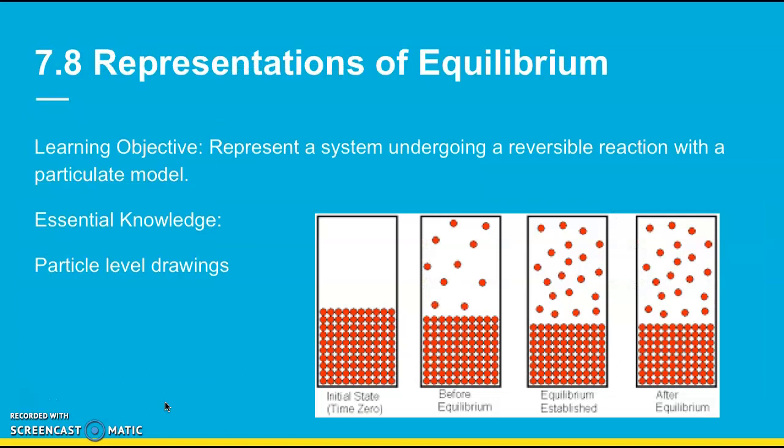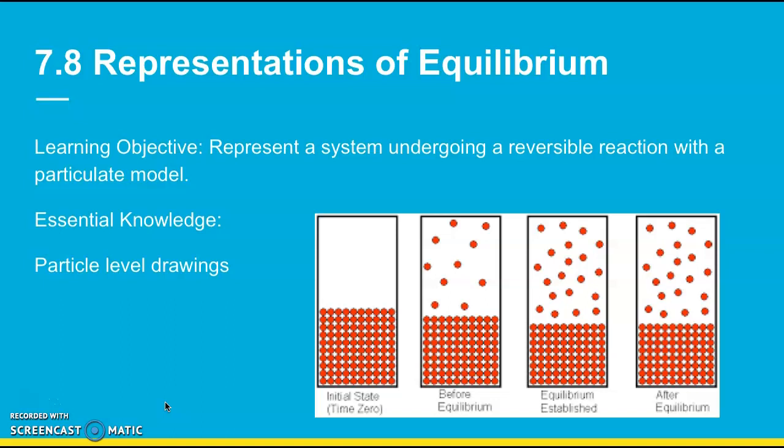Seven point eight is on representations of equilibrium, and the learning objective is to represent a system undergoing a reversible reaction with a particular model. So the essential knowledge is we just want to be able to look at and understand, or potentially draw, a particle level drawing that represents equilibrium. A couple of key things here.